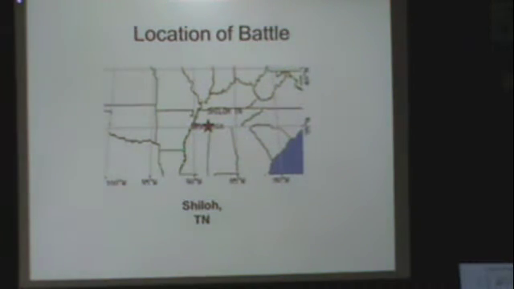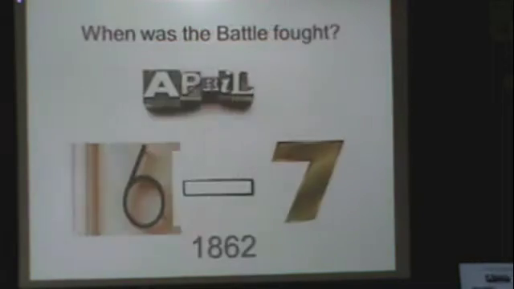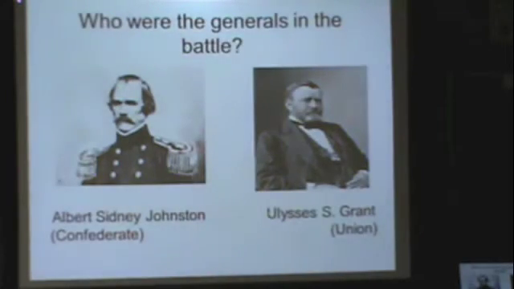The site of this battle was in Shiloh, Tennessee, near Pittsburgh Landing. When was this battle fought? The Battle of Shiloh was fought on April 6th and 7th in the year 1862. Who were the generals in this battle? The generals in this battle were Albert Sidney Johnston from the Confederacy and Ulysses S. Grant from the Union.